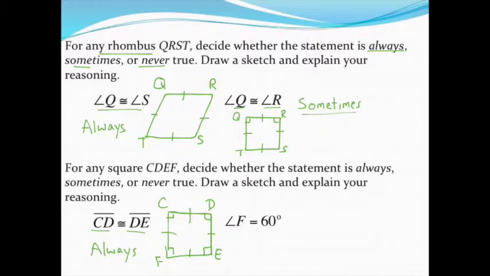And then last up, it asks about angle F, which is down here. And they ask if angle F is going to be 60 degrees. Well, it can't be. I mean, it's a square. A square has 90-degree angles always, no matter what. So angle F is never going to be 60 degrees if you're working with a square. If it was, it wouldn't be a square anymore.